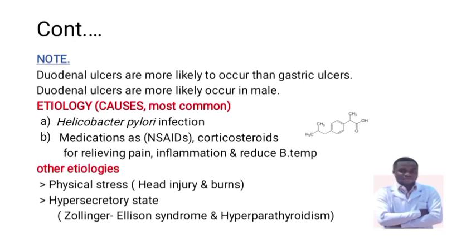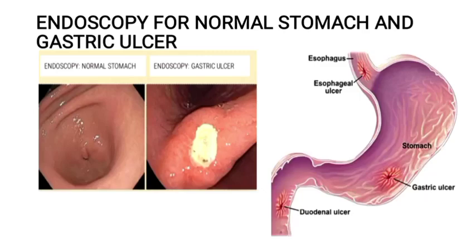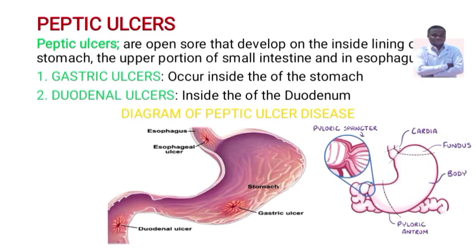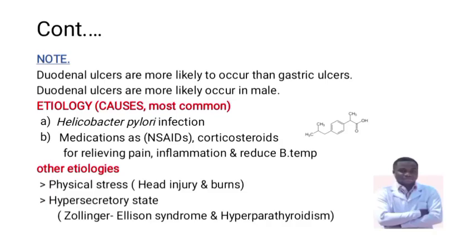It is important to note that duodenal ulcers are more likely to occur than gastric ulcers. The duodenal ulcer, the ulcer occurring in the duodenum, is more likely to occur than the ulcer in the stomach, and duodenal ulcers are more likely to occur in males than females. That is the general overview of peptic ulcers.